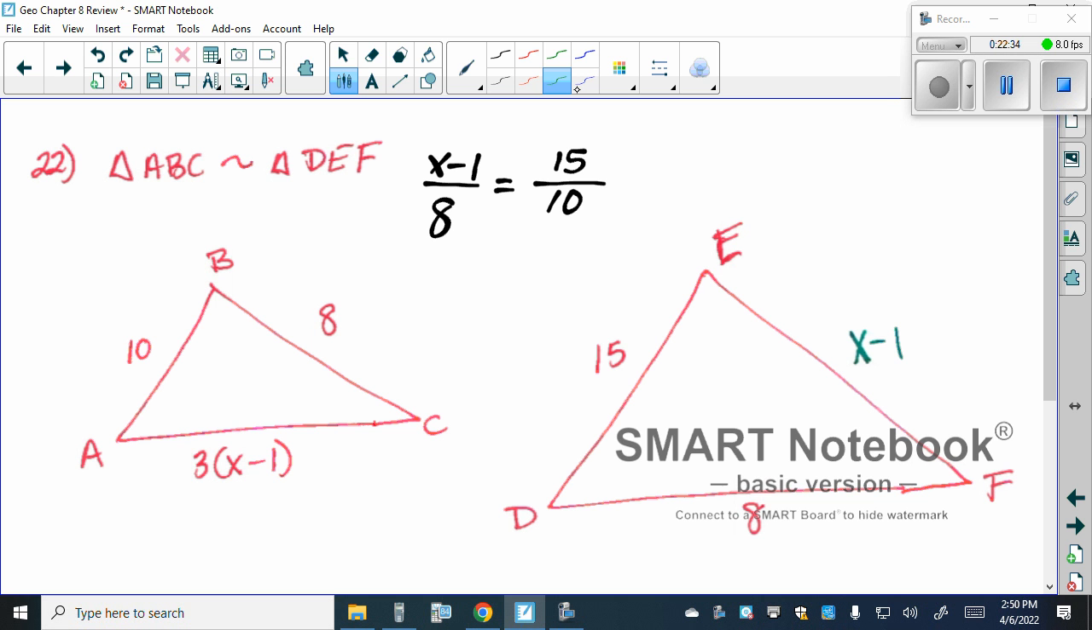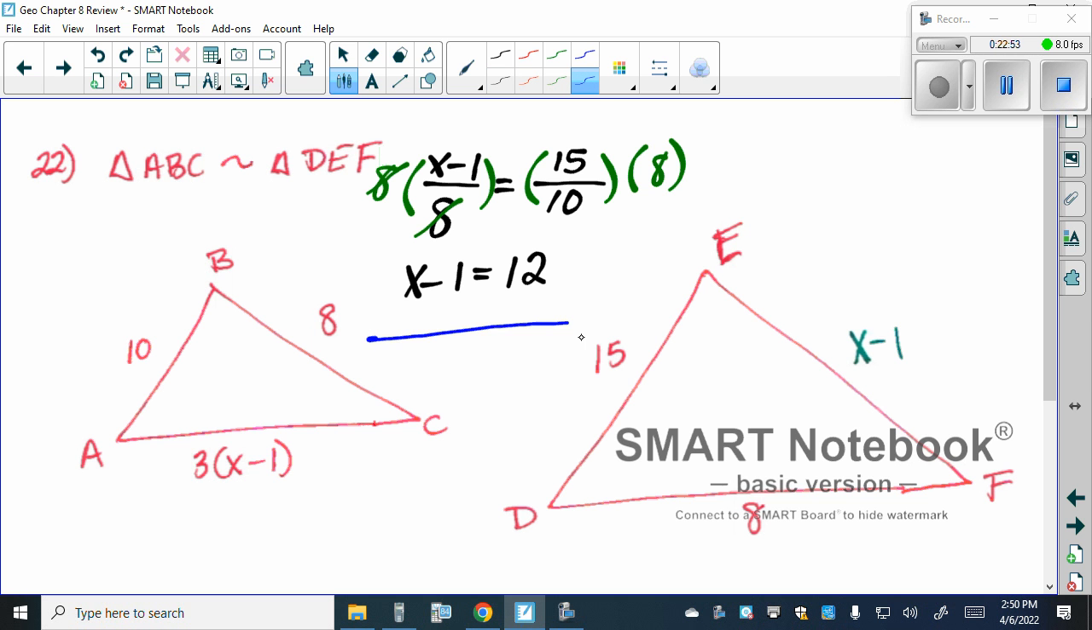What would we do next? Multiply both sides by 8. Here, the 8 and 8 would cancel, telling us that x minus 1 is equal to 12. And last but not least, we need to add 1, because we don't have x by itself yet. X equals 13.